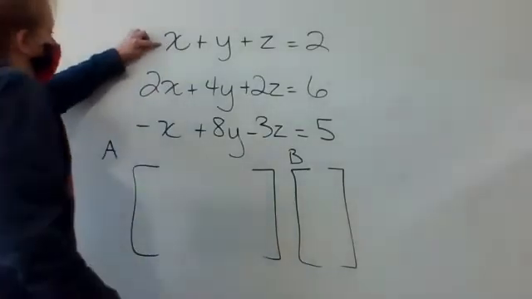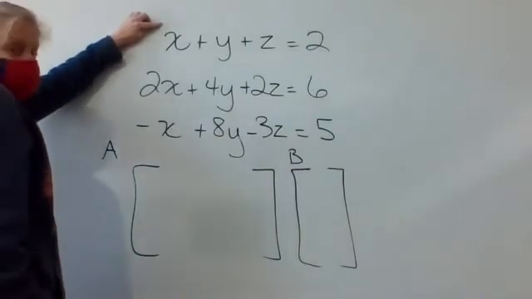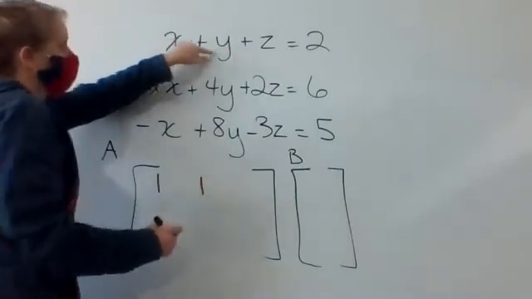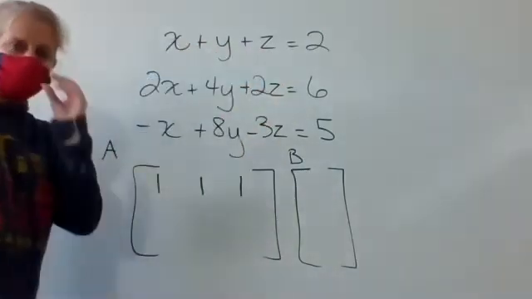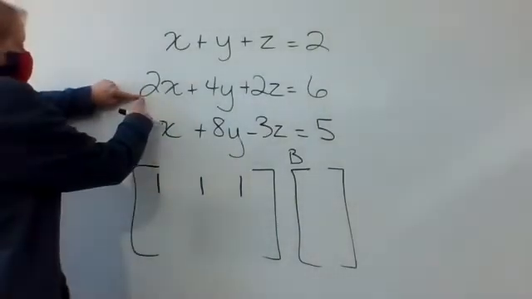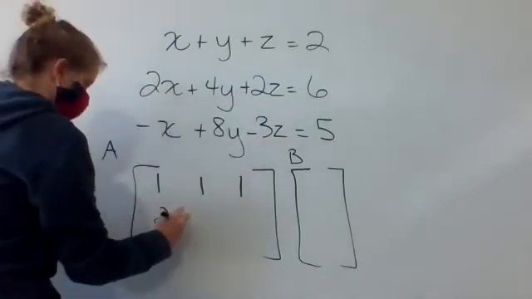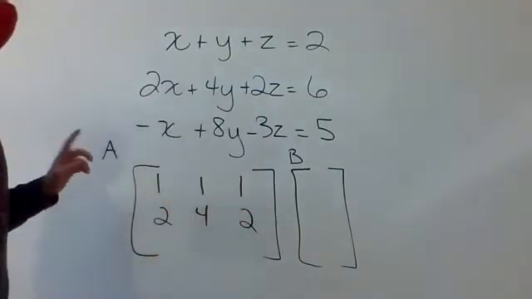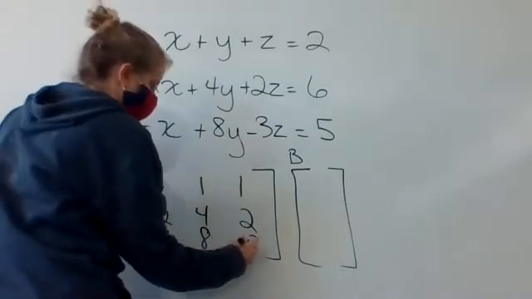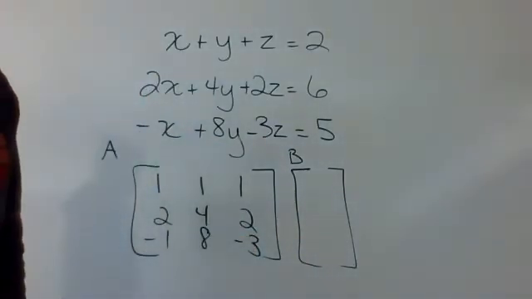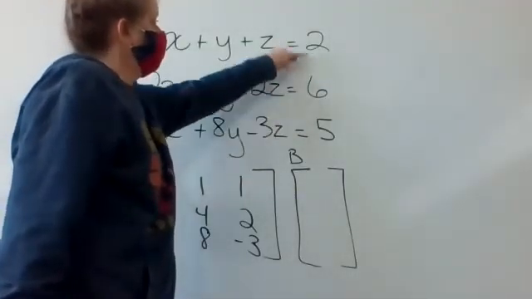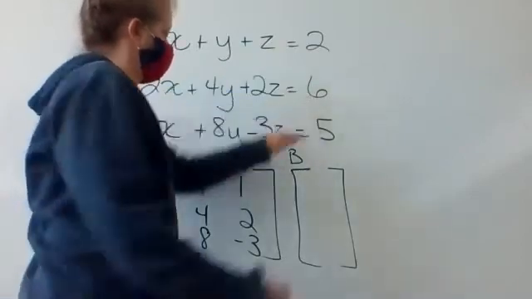So when I create matrix A here, the number in front of x is a 1, the number in front of y is a 1, and the number in front of z is a 1. So you've got all 1s across the top row. Second row will be 2, 4, 2. And third row, in front of this x is a negative 1, 8, negative 3. And then matrix B will be 2, 6, 5.